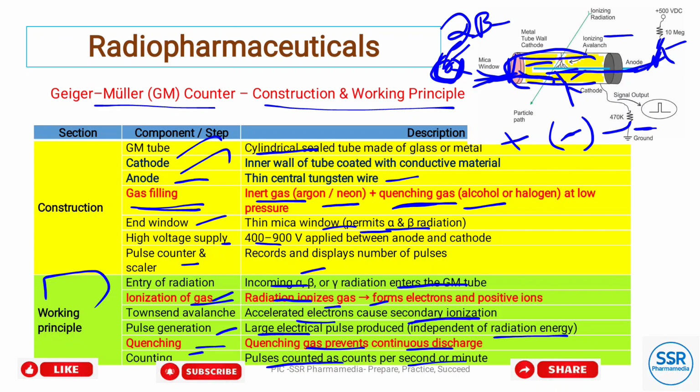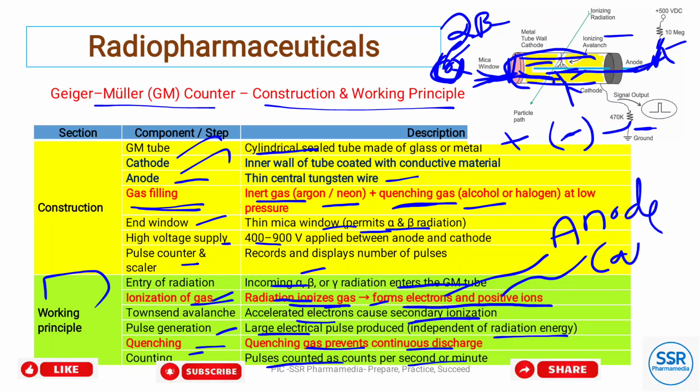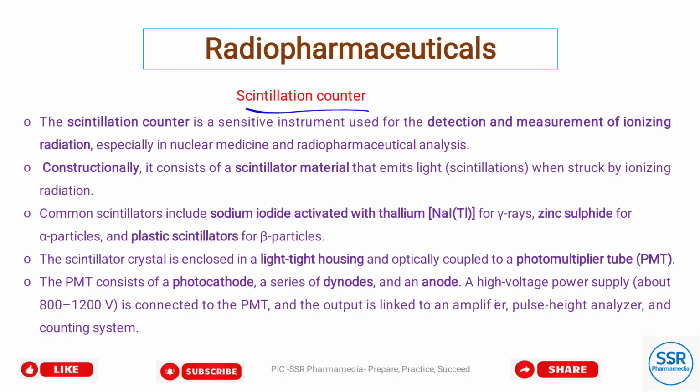Due to this movement, pulses are produced, and those pulses are recorded per second. This is the simple working principle. Here the electrons and positive ions are produced due to ionization of the gas. The electrons move towards the anode, and the positive ions move towards the cathode. These movements are recorded as pulses per second. That's it. Next is the scintillation counter.